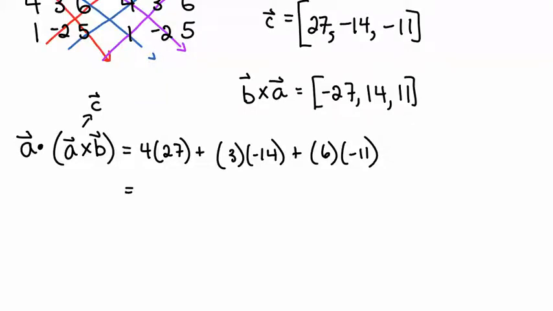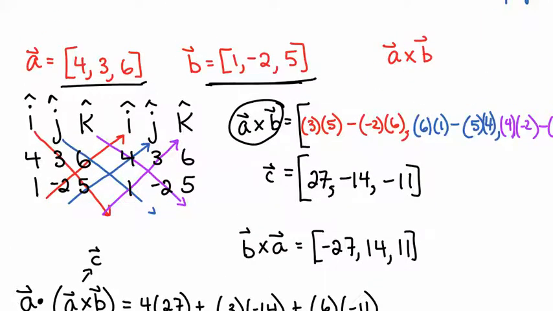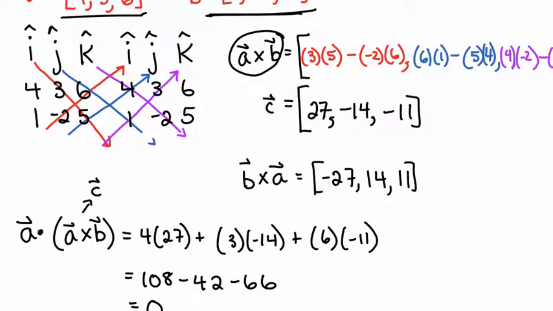4 times 27, 108. 3 times negative 14, so minus 42, minus 66. 42 plus 66 is 108. Awesome. So that does equal 0. So that can help you check your answer too. And it should also be perpendicular to vector B. So if you did the same thing, you should get 0. Okay, I'm trying to think of anything else important about the cross product.